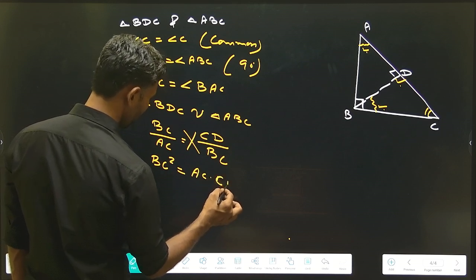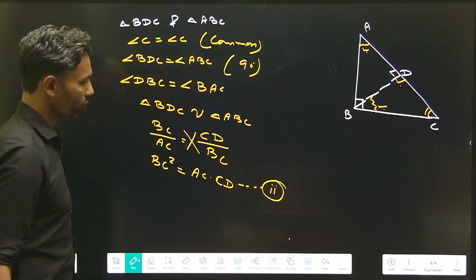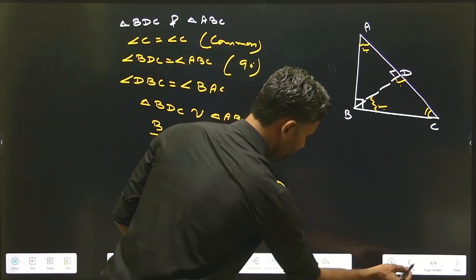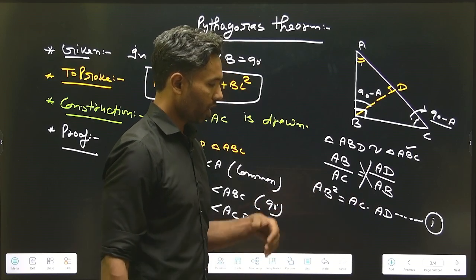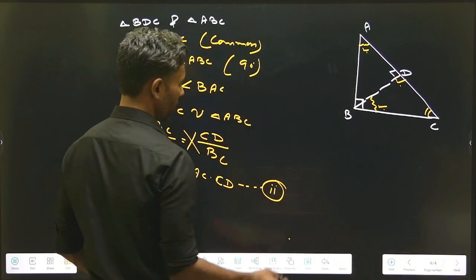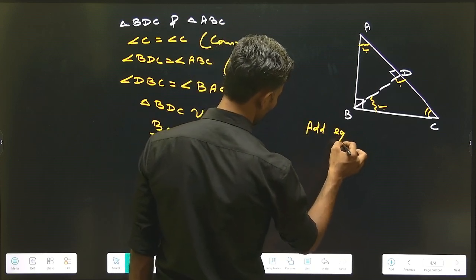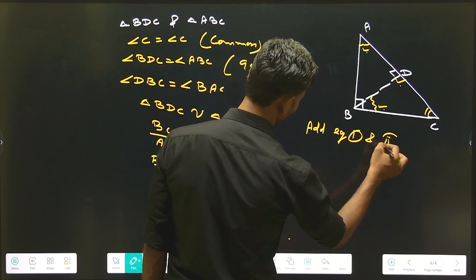This is equation 2. Now what we are going to do is add both the equations. Equation 1 is AB square equals AC into AD, and this is equation 2. So add equations 1 and 2.